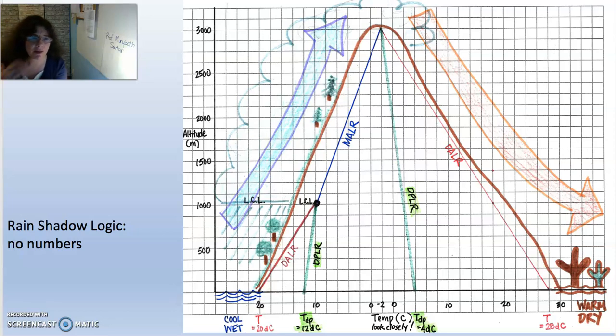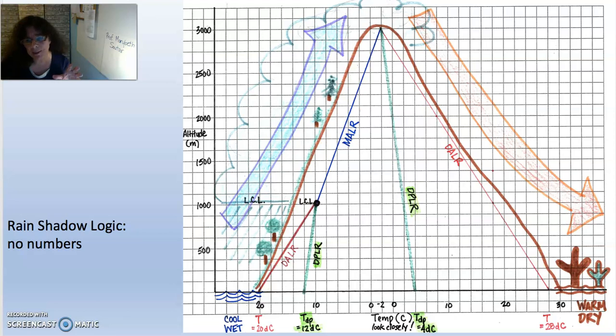We have talked about the logic that is involved in the rain shadow and using the dry adiabatic lapse rate, the dew point lapse rate, the moist adiabatic lapse rate to go up the windward side of the mountain that's associated with the rain shadow.